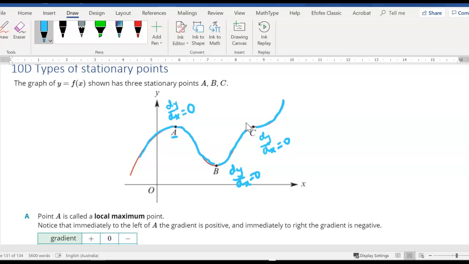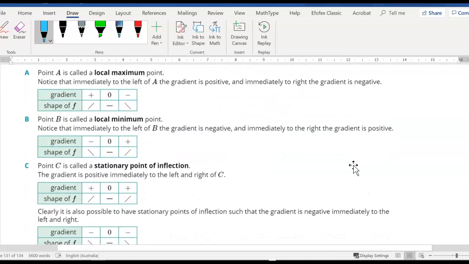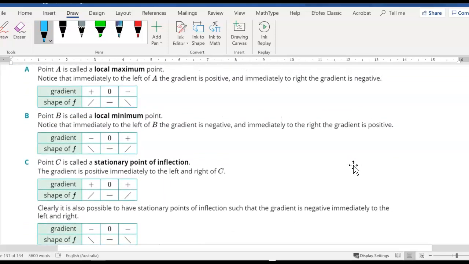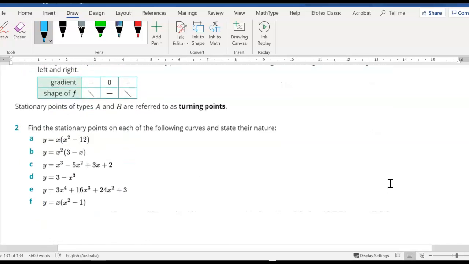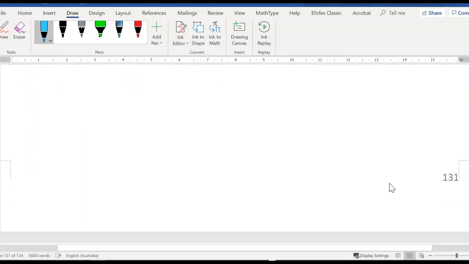So when your gradient is positive on both sides or negative on both sides, it's called a stationary point of inflection. And that's what is covered here. So you can have a look there. In class, I did show you how to test the gradient, so we're not going to focus just on that, but we're going to cover that again in this video.